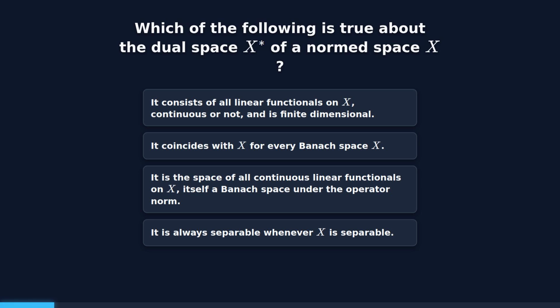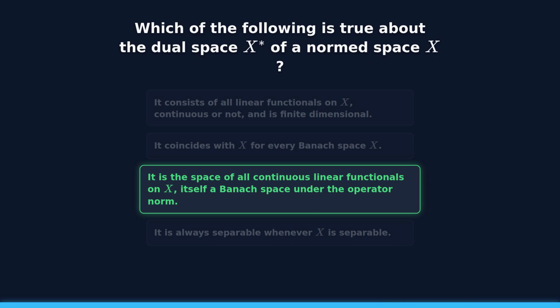Which of the following is true about the dual space X* of a normed space X? It is the space of all continuous linear functionals on X, itself a Banach space under the operator norm.